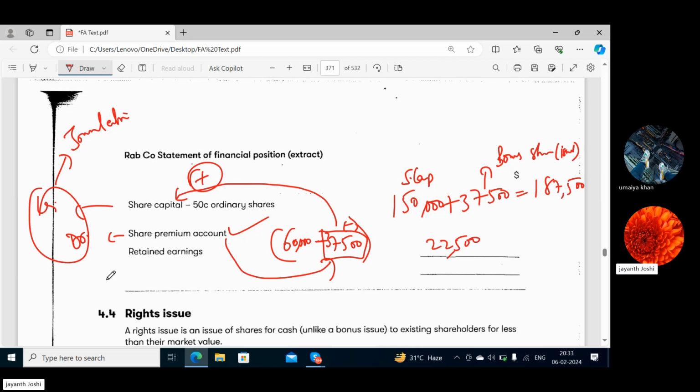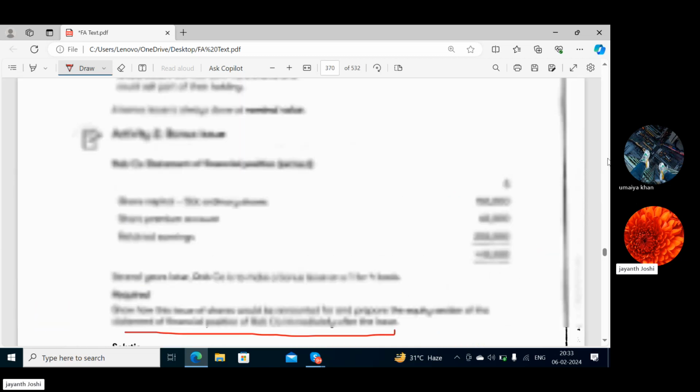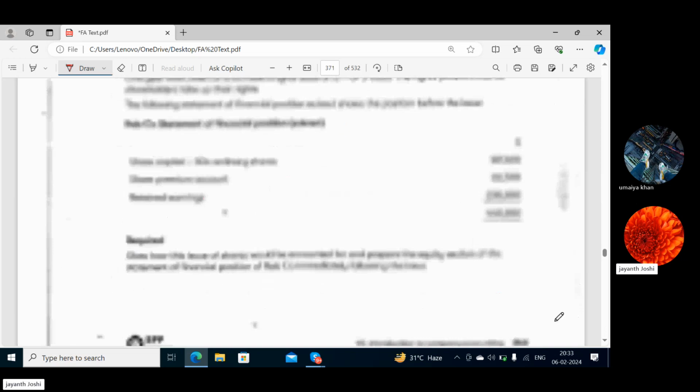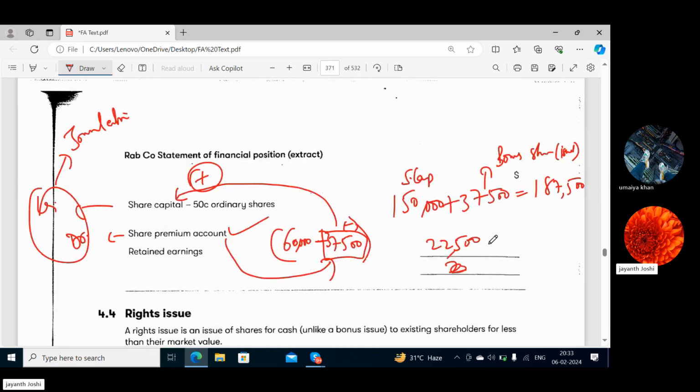And retained earnings already had 200,000, right? This is as it is, so we'll put that here. Retained earnings 200,000. So 187,500 plus 22,500 plus 2 lakhs makes it 410,000. Okay, this is the balance sheet.